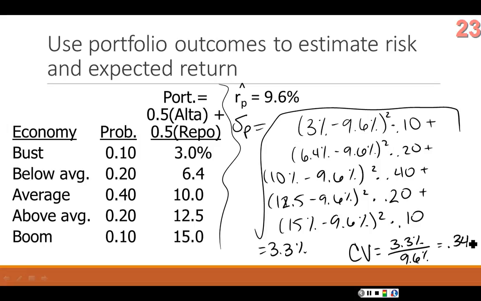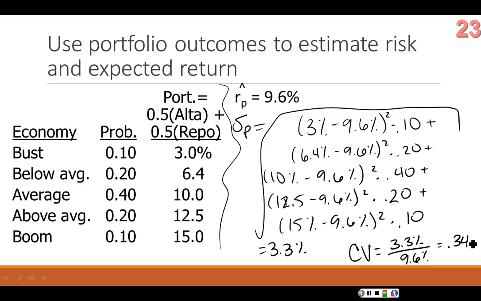So you notice some interesting things here. The portfolio expected return is between ALTA and repo returns. So with ALTA, we anticipated earning 17.4%, and with repo, we expected to earn 1.7%. And so this is simply the average of the two.